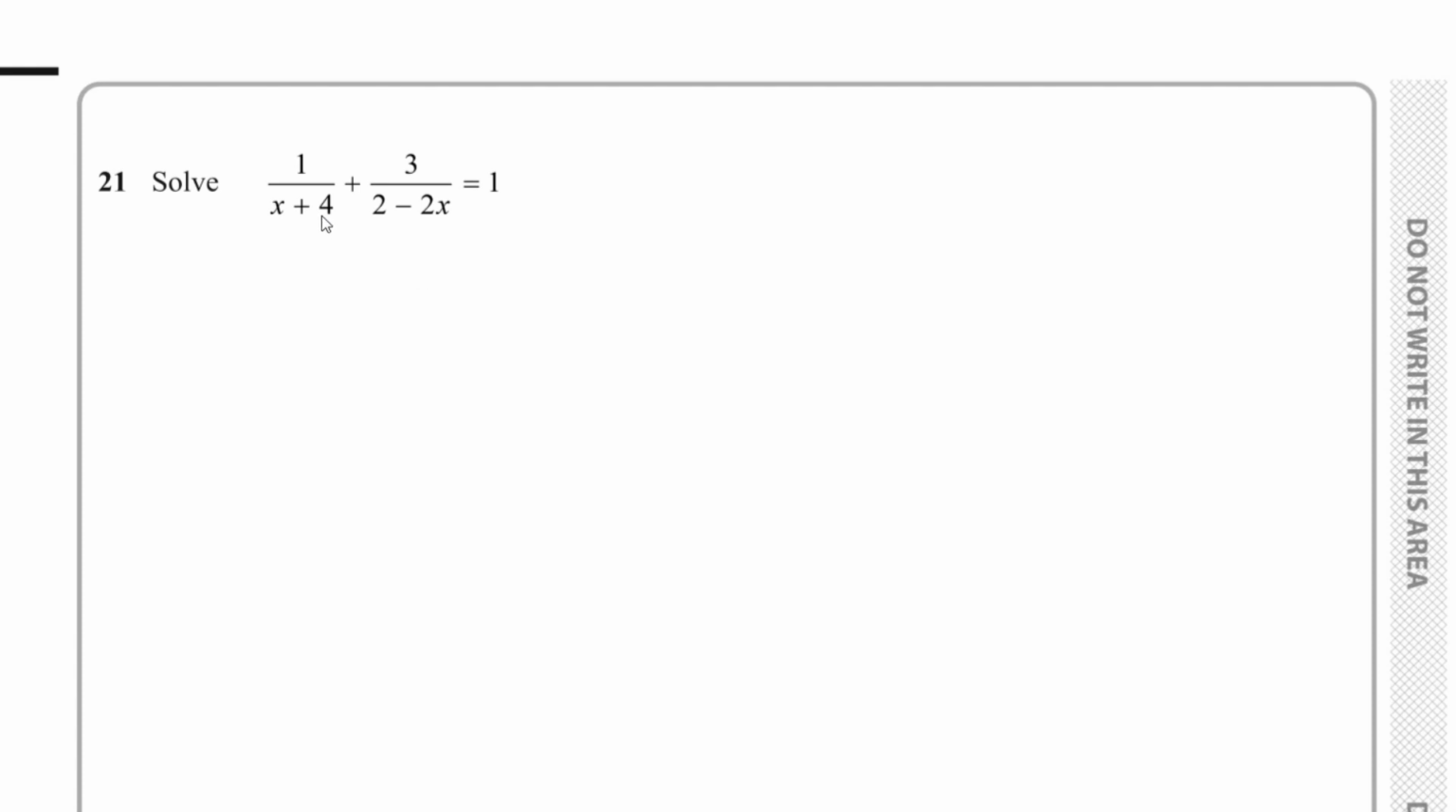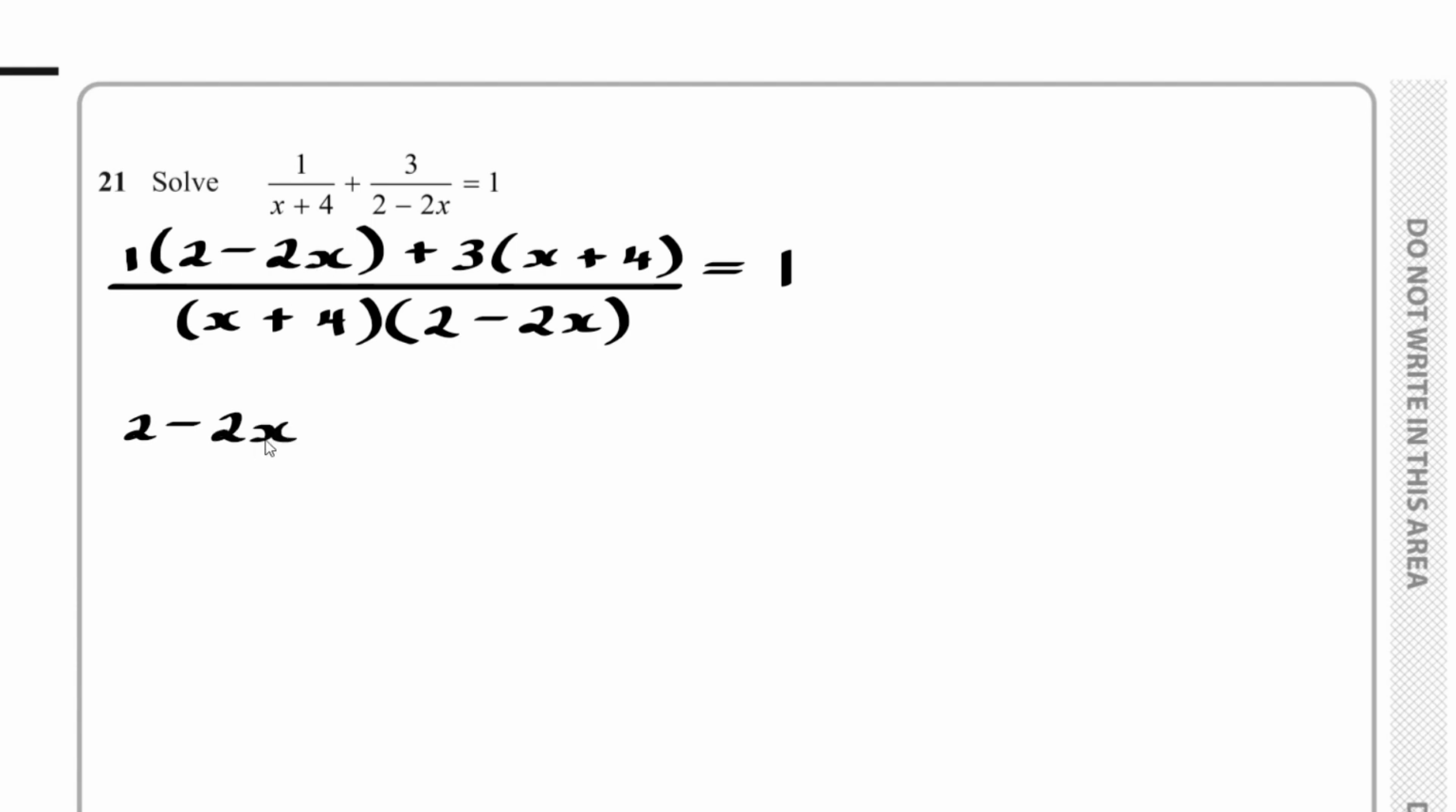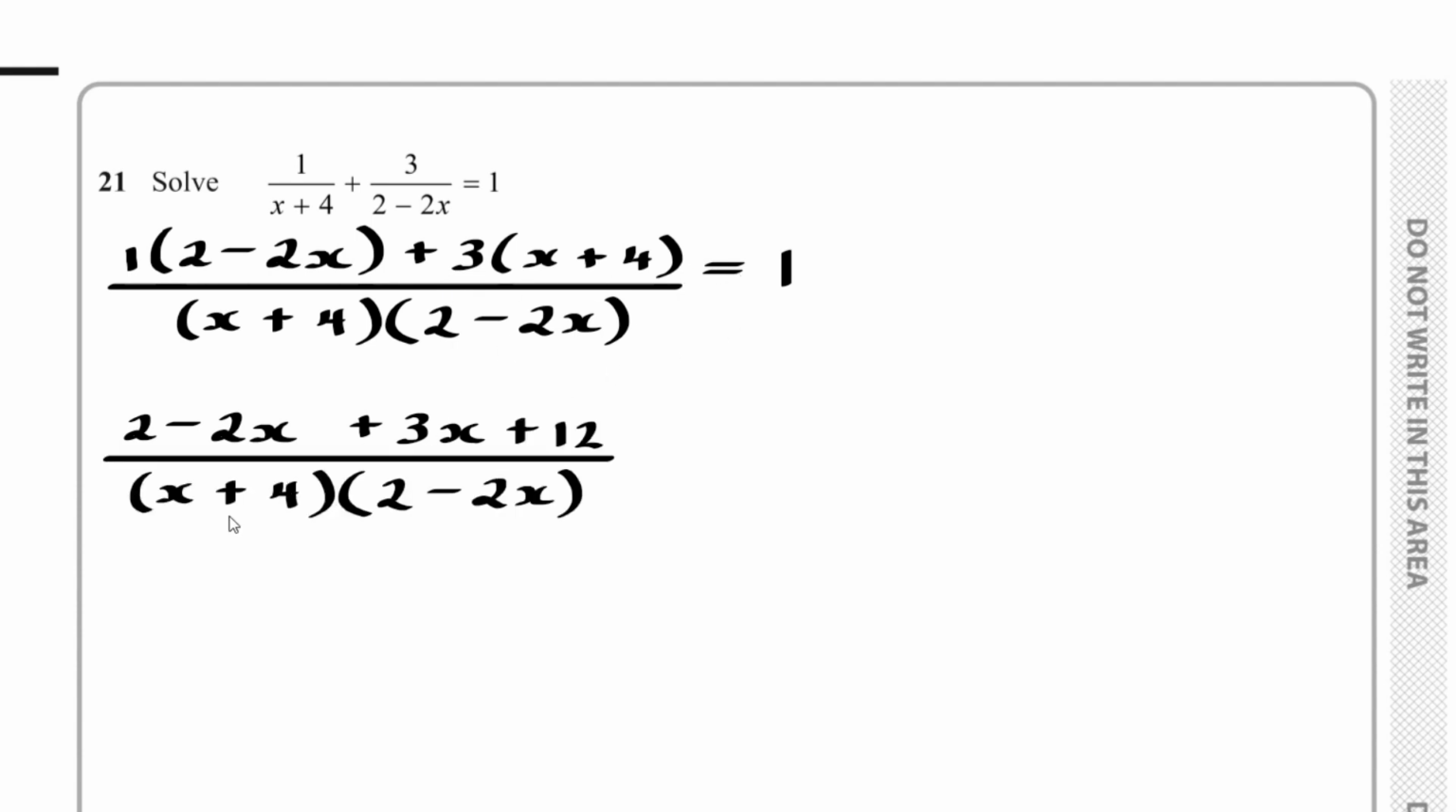Question 21, we have to solve 1 over x plus 4 plus 3 over 2 subtract 2x equals 1. Well, the first thing I can do is write the left-hand side over a common denominator of x plus 4 times 2 subtract 2x. So on the top, I've got the 1 multiplied by the 2 subtract 2x, and then I'm adding on to this 3 multiplied by x plus 4, and this is all equal to 1. So if I tidy this up, I've got 1 times 2, which is 2, 1 times negative 2x, which is negative 2x, 3 times x, which is 3x, 3 times 4, which is 12, and I'm dividing this by x plus 4 times 2 subtract 2x. The result of this is 1.